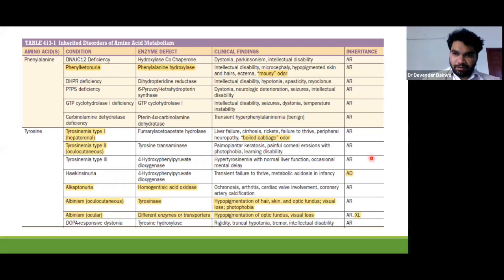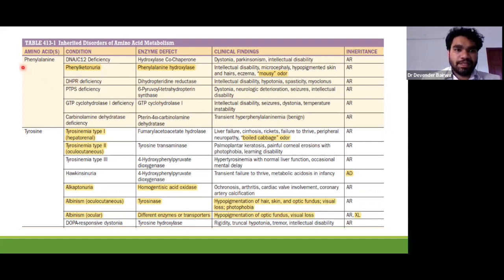These tables are taken from Harrison. The table is vast, difficult to remember. We don't expect you to remember everything. The most important parts I have already highlighted. I would like you to notice these changes, these things.